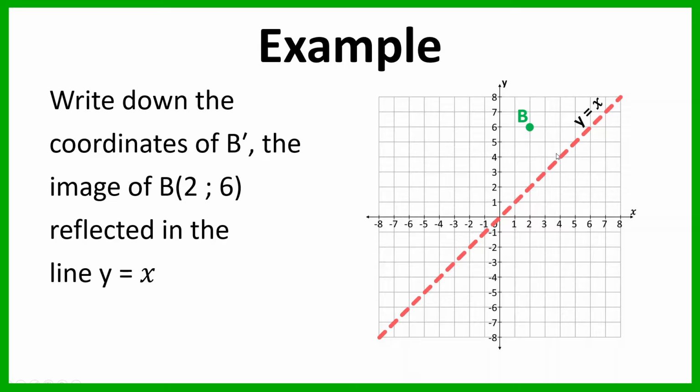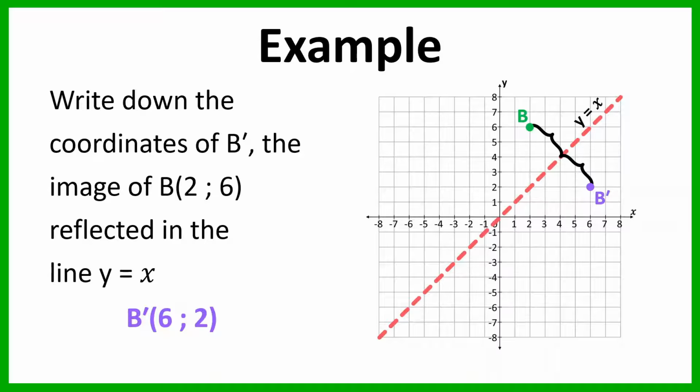So this is 2 diagonal blocks away from the line y equals x. So now I'm going to go the same distance on the other side to find out where the reflected point is going to be, and it's going to be over here. So this is going to be my image, which is B prime. So that is the point B prime over there. So then the coordinates of that point are going to be 6, 2. So if I have point B, which is 2, 6, then when I reflect it across the line y equals x, the coordinates of point B prime are going to be 6, 2.